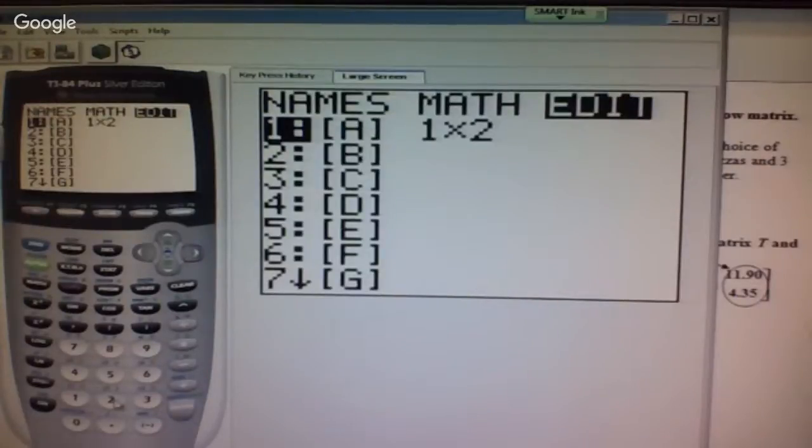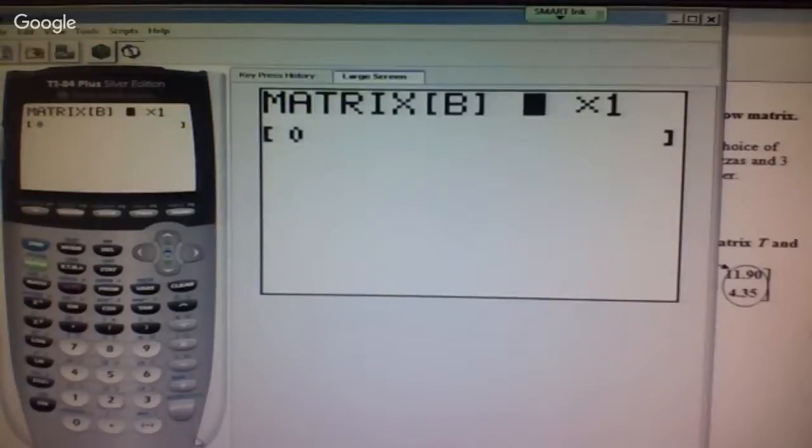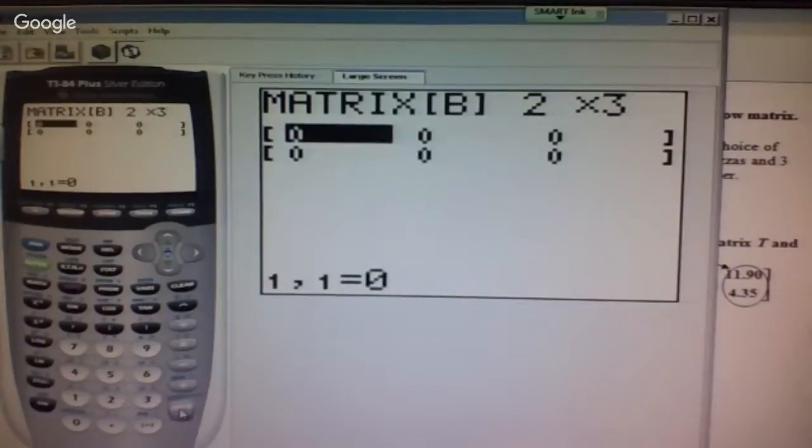This time I want to go to matrix B. So hit number 2 or scroll down and hit enter. Matrix B was a 2 by 3, so you need to give it dimensions. 2 by 3. Notice how your matrix got bigger when you did that. It's showing you where you put your numbers.